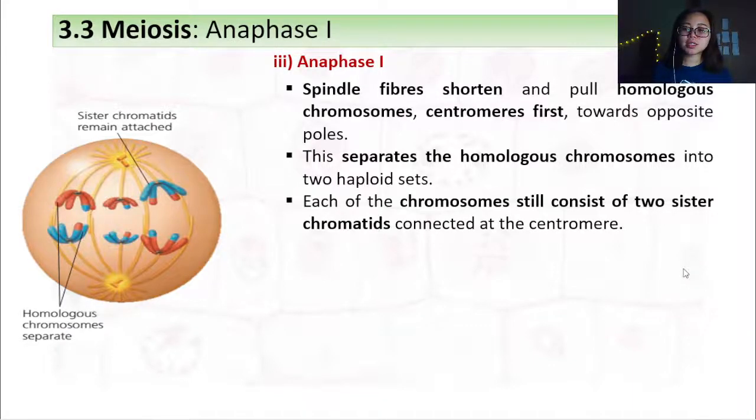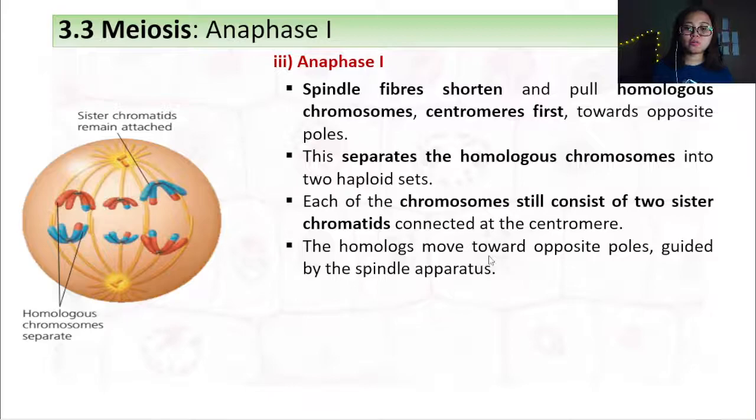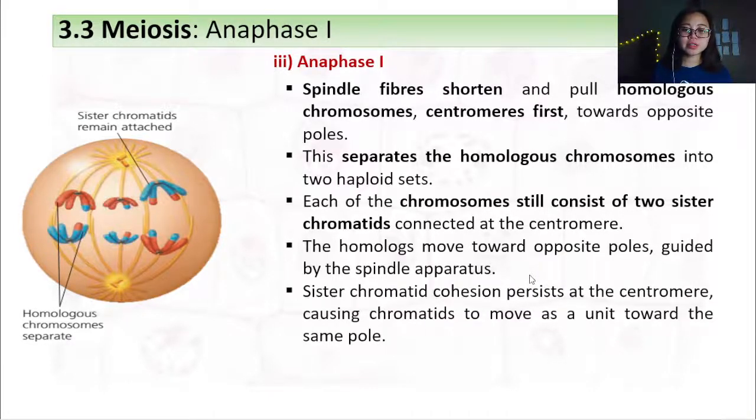Each of the chromosomes still consists of two sister chromatids connected at the centromere. So, setiap kromosom masih ada dia punya sister chromatid. The homologs move toward opposite poles guided by the spindle apparatus. Sister chromatid cohesion persists at the centromere, causing chromatids to move as a unit towards the same pole. Apa maksud ayat nombor 5? Ayat nombor 5 bermaksud sister chromatid masih melekat atau masih berhubung dengan kembar dia. Okay? Still persist at the centromere means sister chromatid tidak terpisah lah. Dia masih berbentuk X atau masih berbentuk butterfly.